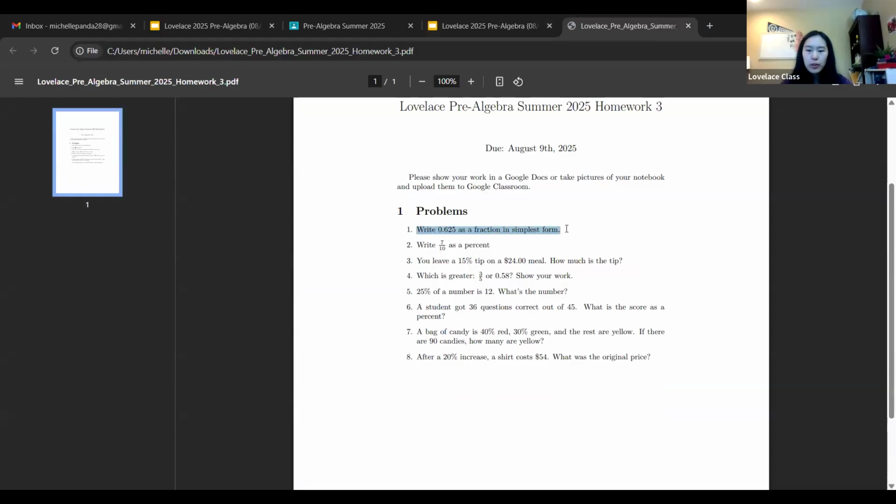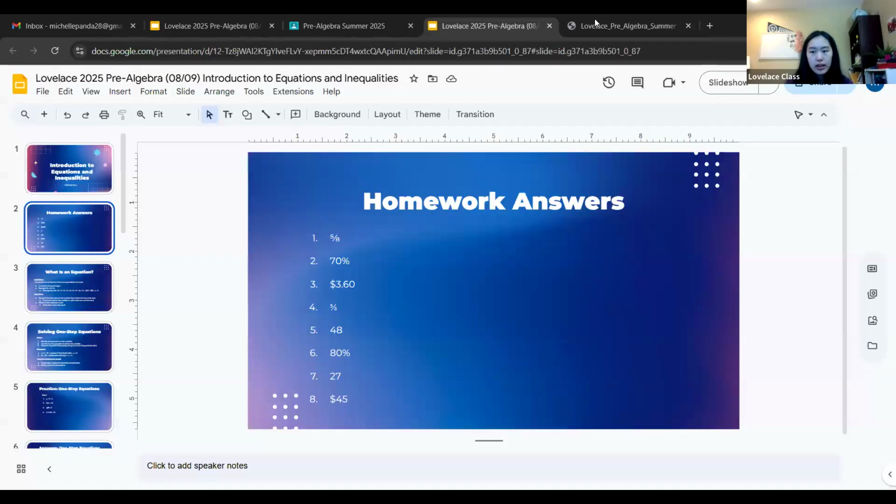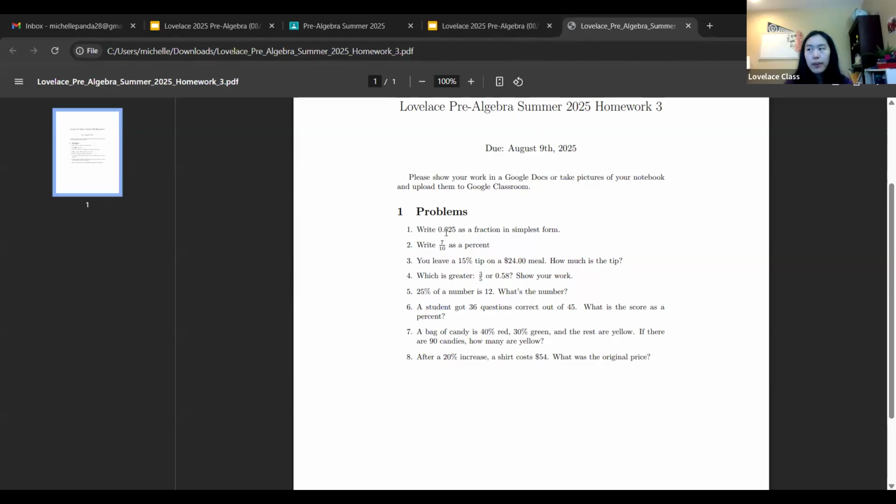For the first problem, it's pretty simple. You just want to turn this into fraction form like we talked about last time. This is just 625 over 1,000. Then you can simplify this, which ends up being 5/8. You can divide by 125. 125 goes into 1,000 8 times, and 125 goes into 625 5 times.